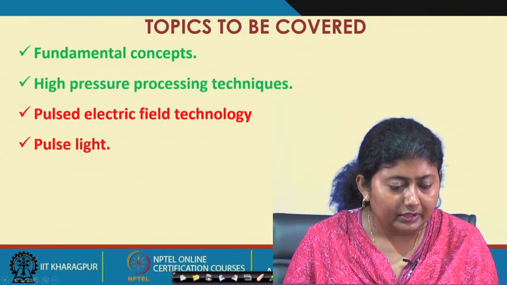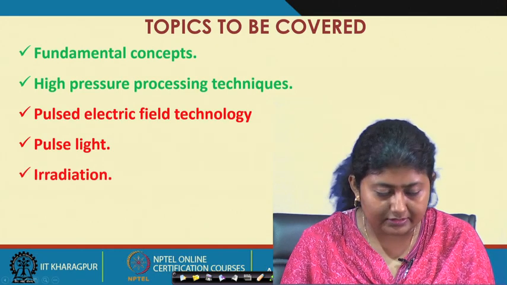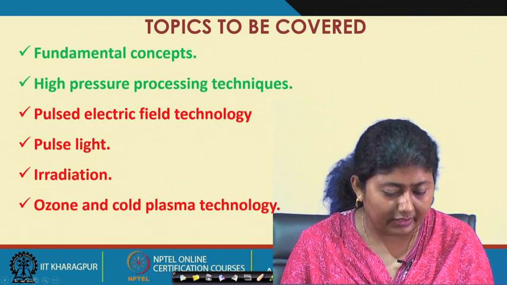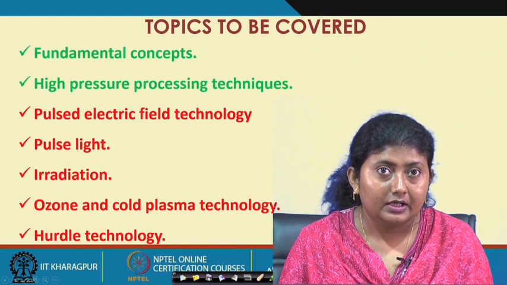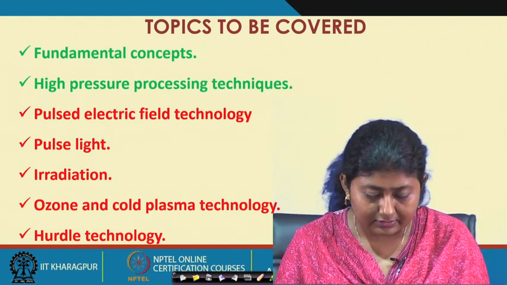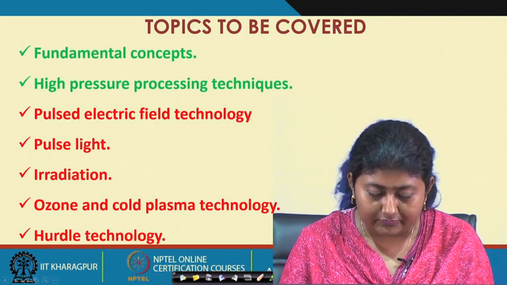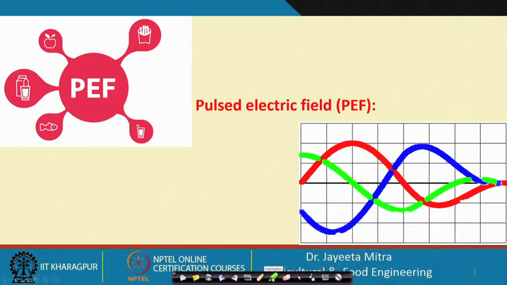Today we will discuss pulsed electric field technology, then eventually pulsed light, irradiation, ozone and cold plasma, and at the last we will discuss the hurdle technology, which is a combination of all these techniques. So, first is the pulsed electric field. How the pulsed electric field will inactivate the microorganism is the main purpose of this discussion.